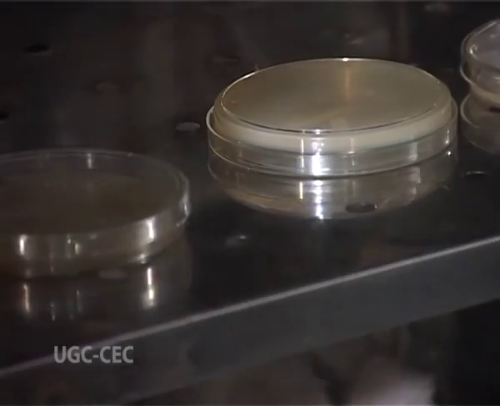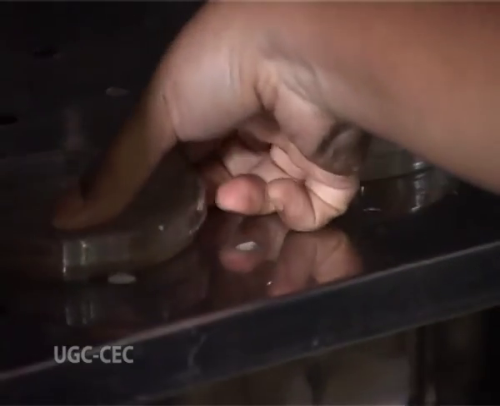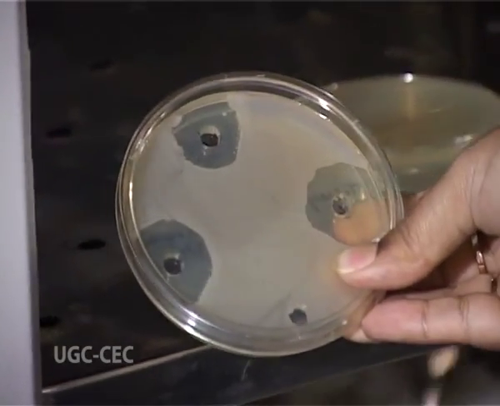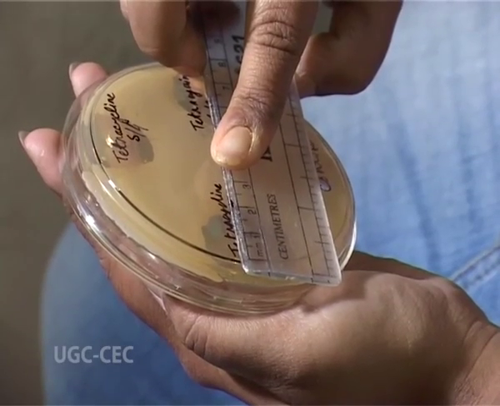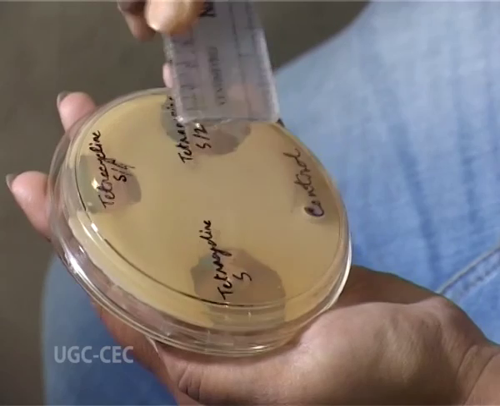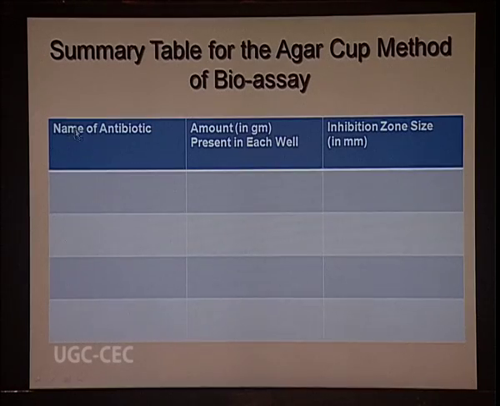Next, observation helps us to know the clear zone of inhibition. The clear zone of inhibition is actually provided by the antibiotic effectiveness and helps us to know the minimum inhibitory concentration. After 24 hours, the zone of inhibition is measured by scale in millimeter, and we tabulate it with respect to the name of antibiotic, the amount of antibiotic present in gram in each well, actually the concentration, and then the inhibition zone size in millimeter. Sometimes with respect to the amount and inhibition zone, a straight line curve can also be determined.